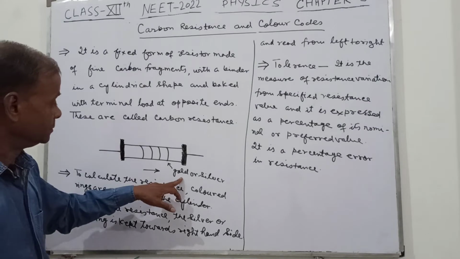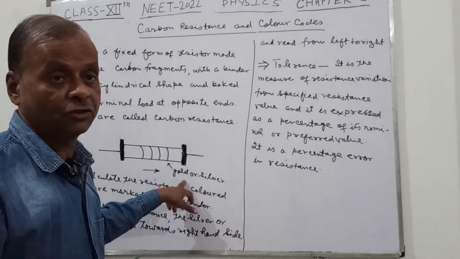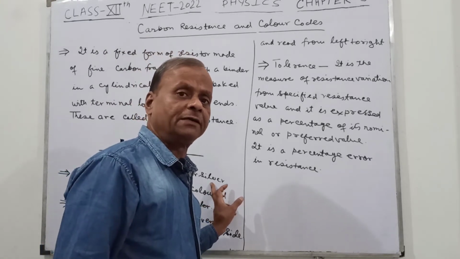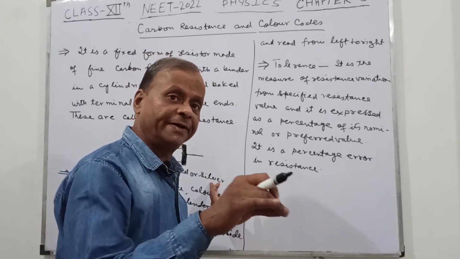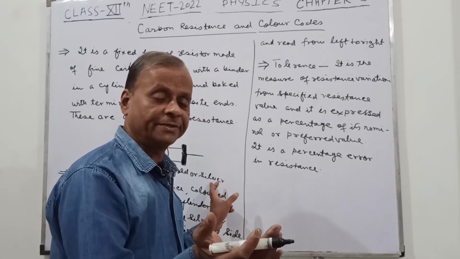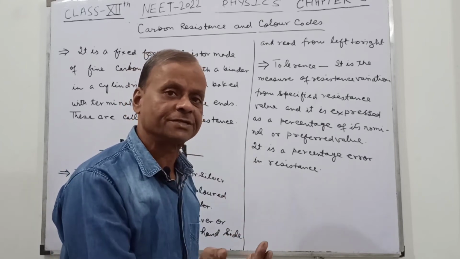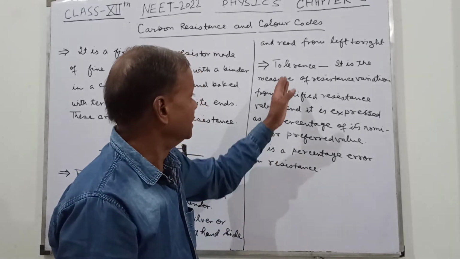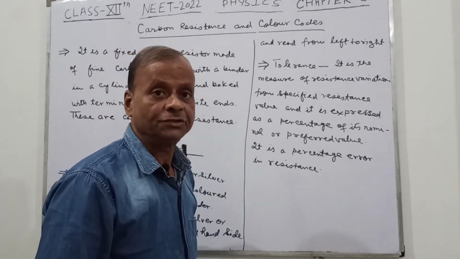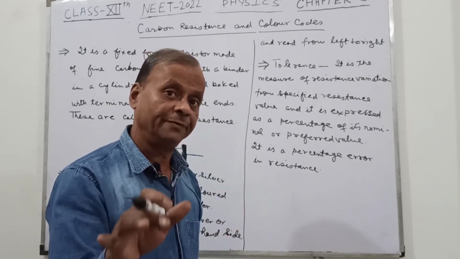So the fourth ring, the gold or silver, gives the tolerance. Suppose gold is 5%, silver is 10%. This is the variation of resistance. This resistance may vary plus or minus 5% or plus or minus 10%. If some other color is given, then it is plus or minus 20%. So the tolerance always represents the percentage error in the resistance, the variation of the resistance from a specified value within the given limits.